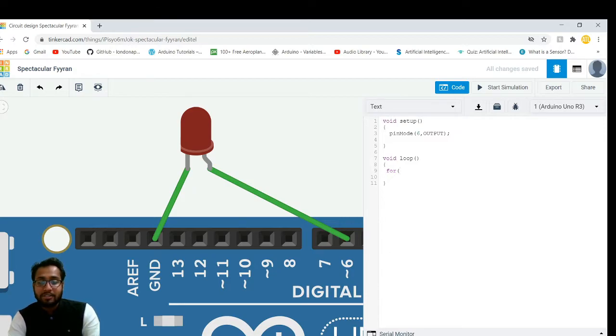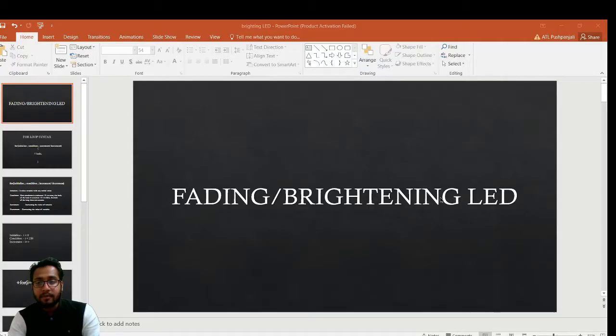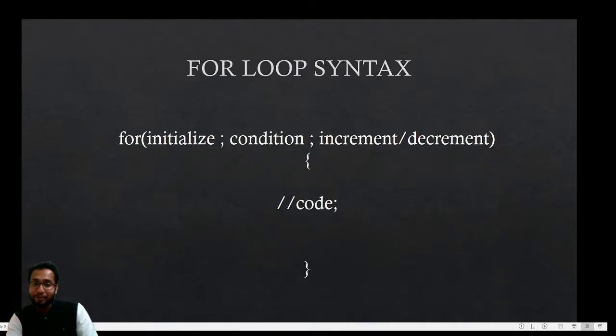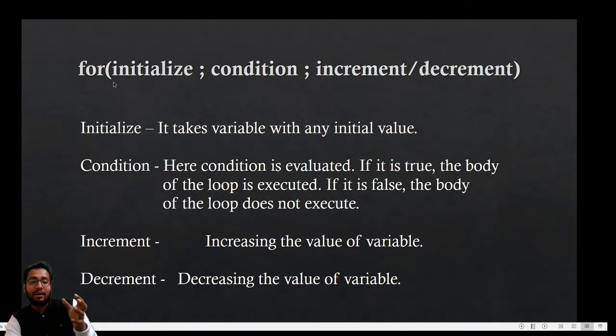So let me change my screen. You can see that for making the LED brighten or fade, we will be using a for loop. The syntax looks like this: for, and in brackets initialize, then a semicolon, then condition, then a semicolon, then increment or decrement, and in between curly brackets we write what we want to do.